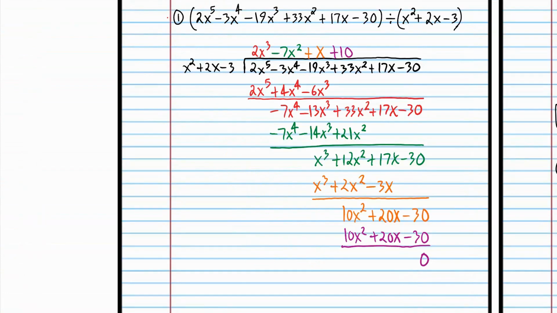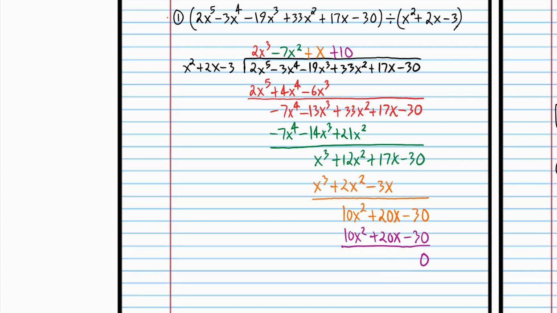So notice that our remainder down here in yellow was 0. So that means that there is no remainder. There's nothing more to divide. So that means that we're done. If your remainder down here is 0, you're done.